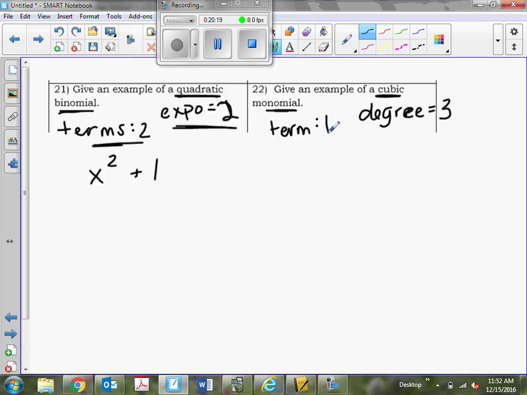So we could make this anything that we wanted as long as it has a degree of 3 and it has one term. So an example of a cubic monomial could be a negative 2x to the third. This is a cubic monomial because it has a degree of 3 and it's only one term. Why don't you try making your own?